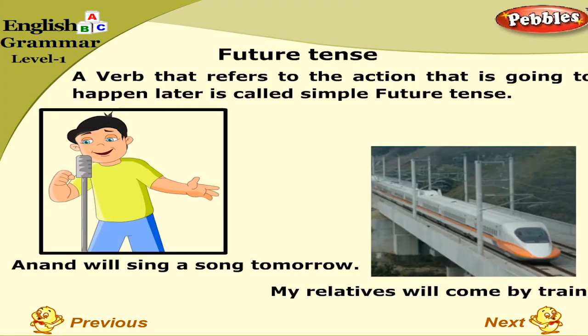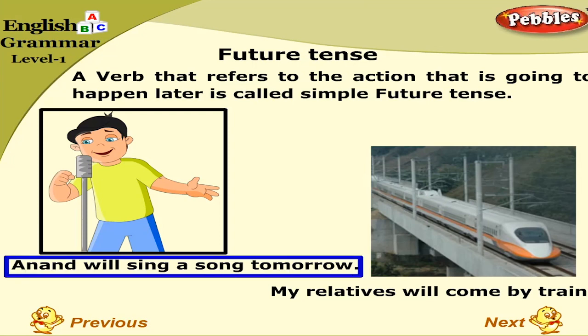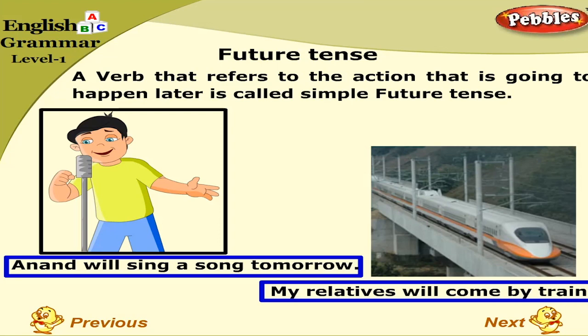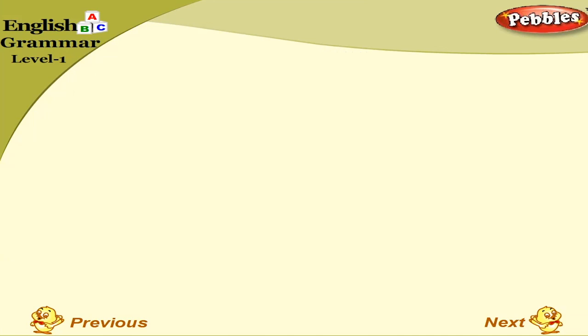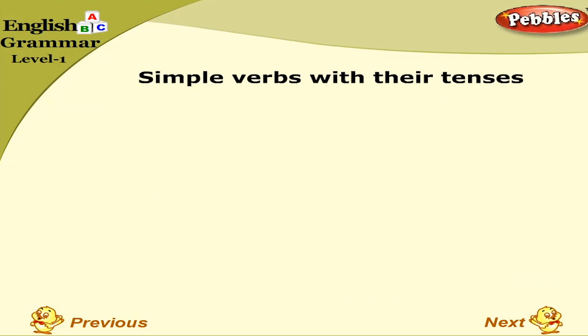Now we shall see future tense. A verb that refers to the action that's going to happen later is called simple future tense. Anand will sing a song tomorrow. My relatives will come by train. The verb will come means the action that's going to happen. We shall see some verbs with their tenses.